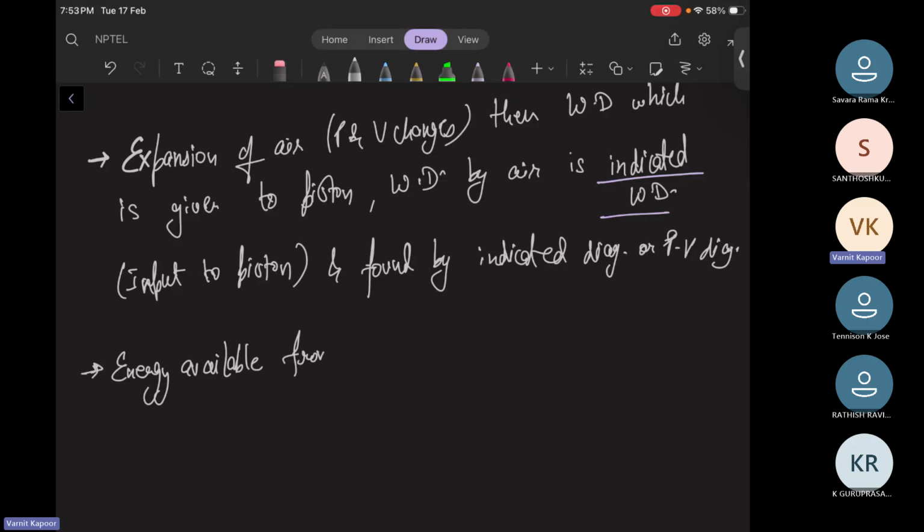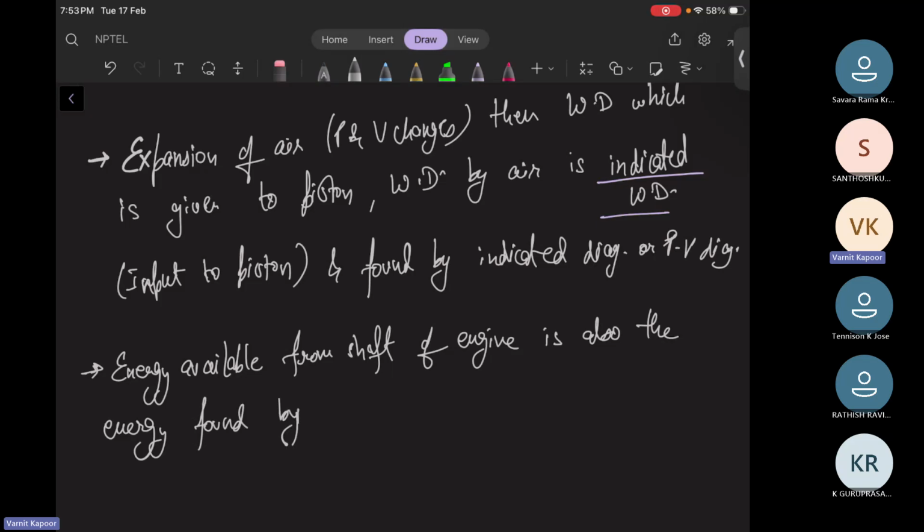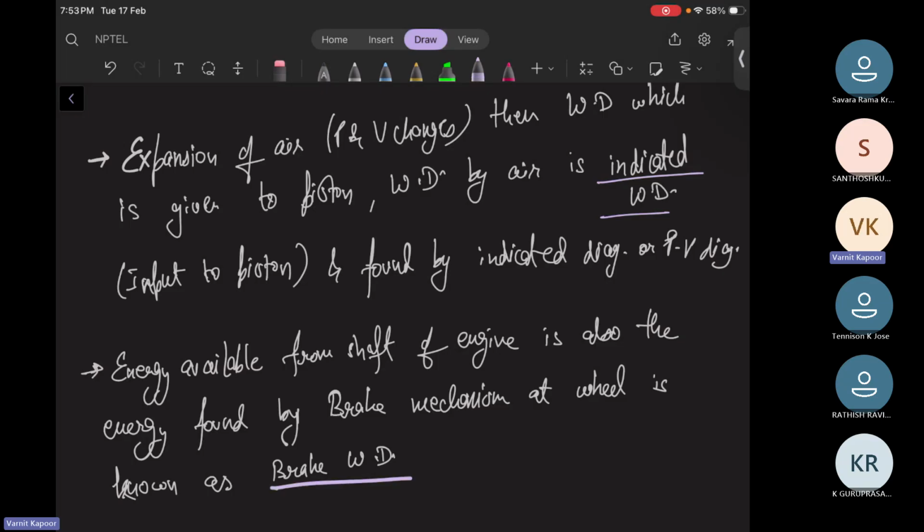Second, the energy available from the shaft of the engine, which is also the energy found by the brake mechanism at the wheel, is known as brake power or brake work done. And this is output from the piston.